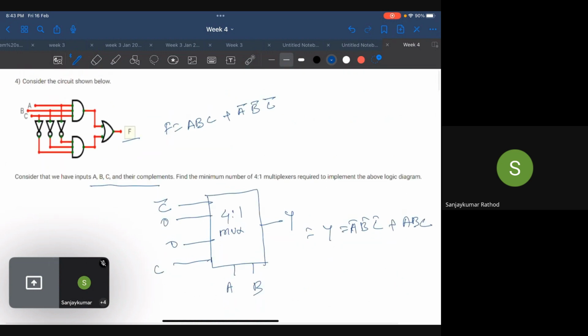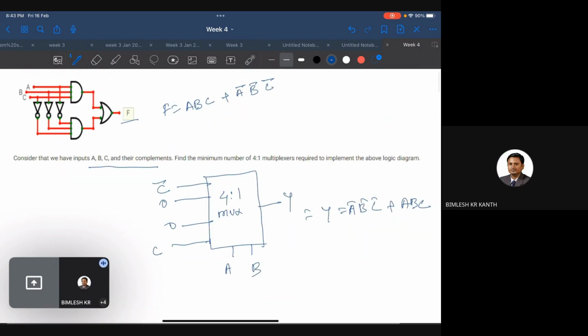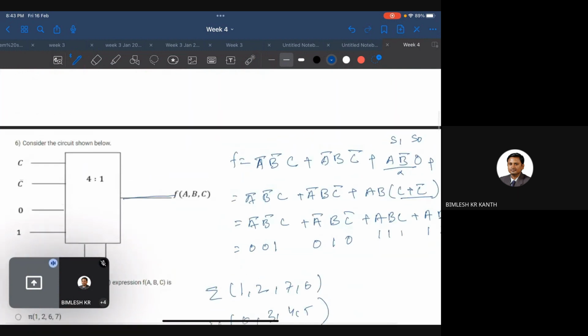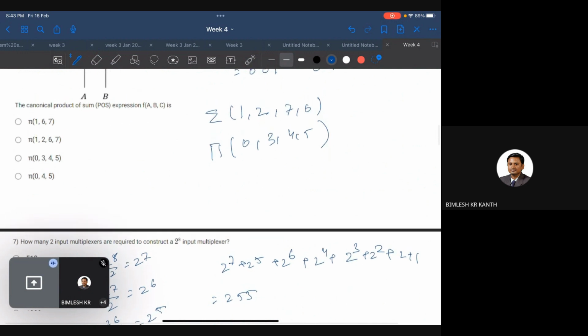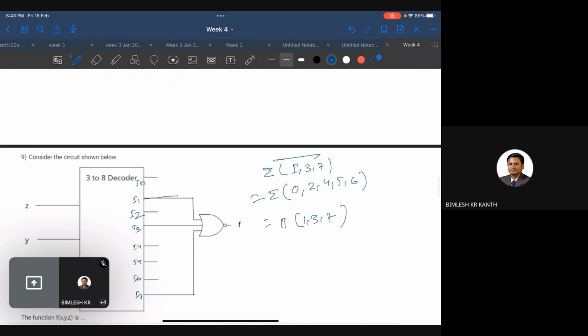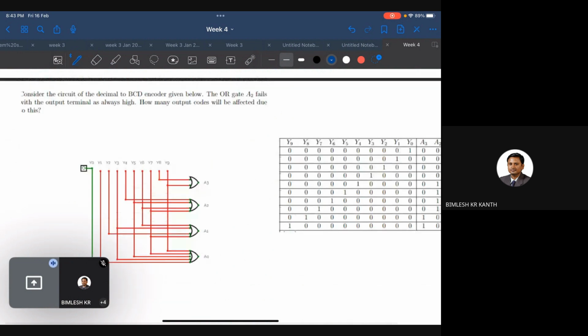Okay. Now how to think and come up with this diagram? If I would have written A bar B bar C bar and ABC, then these two would have flipped, C and C bar. Yes, understood. So I think now you are able to solve all the graded assignment solutions, right? Now there is one question left.